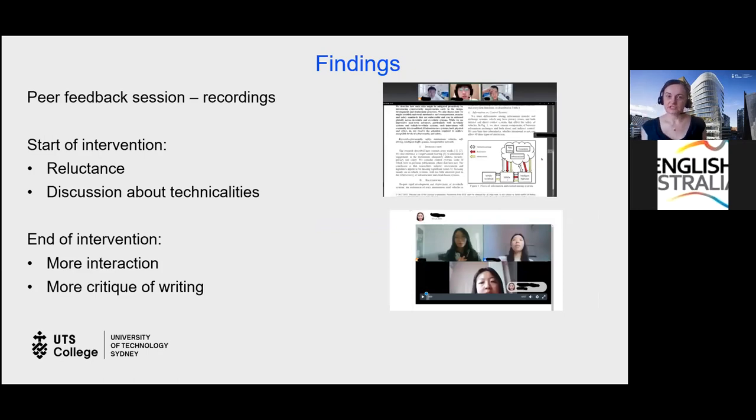The recordings from the peer feedback sessions could be divided into two groups: the recordings from the first half of the intervention and the recordings from the second half. In the first half of the intervention, it was quite painful to watch those sessions, where there is not very much interaction happening. They are very quiet. Very often you can just see the top of their head. You can't even see their face. And any interaction that's happening is mostly around technicalities. So what's your email? And do I answer all the questions or just question one? There's actually very little feedback happening there.